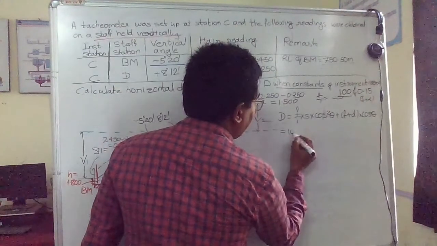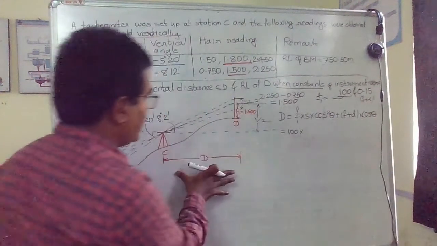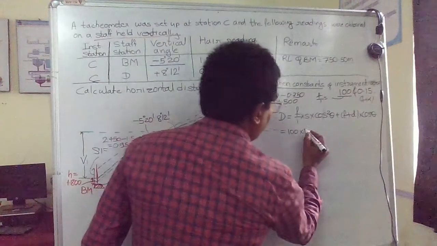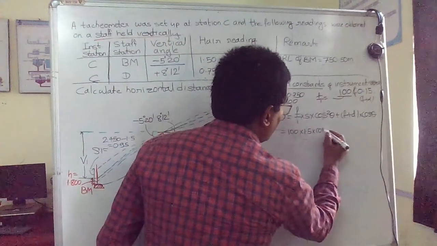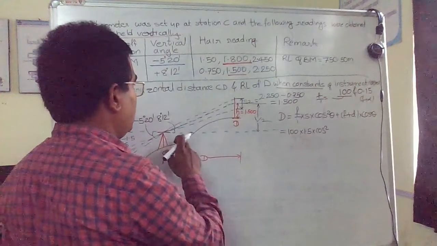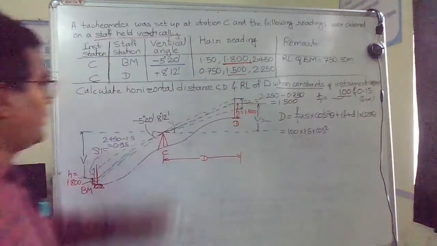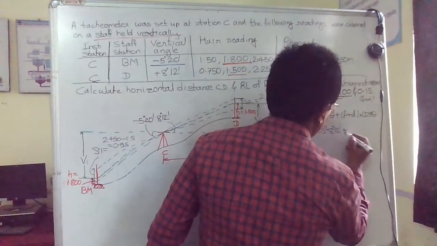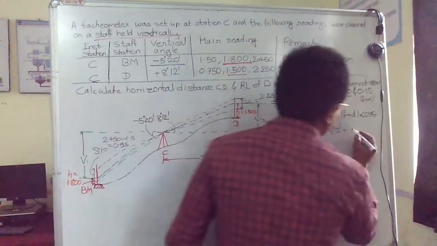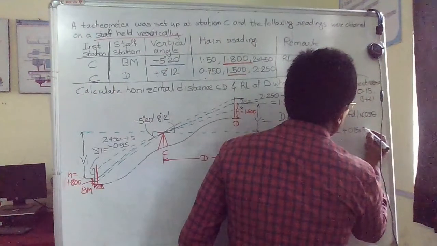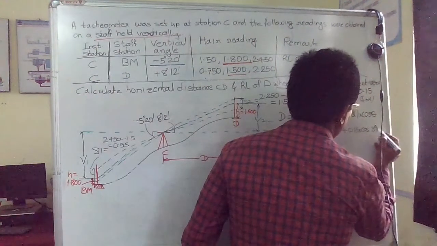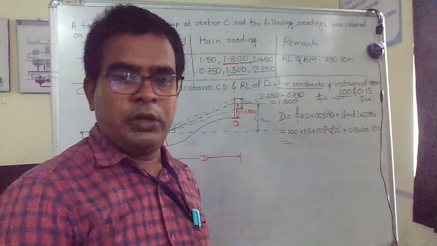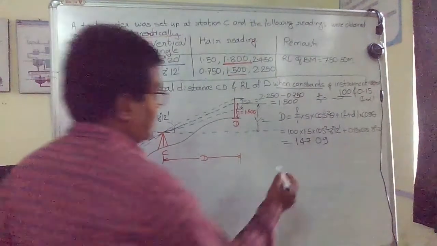So we just put the values of all these things. F by i is 100 into what distance we have to find out? This C to D. So which value do we use for S? This value, 1.5, into cos square theta. What is the value of theta? That is the angle of elevation, 8 degree 12 minutes. Plus f plus d, 0.15 into cos of 8 degree 12 minutes. So just calculate it, you will get the value of D. Now we have found the distance CD.